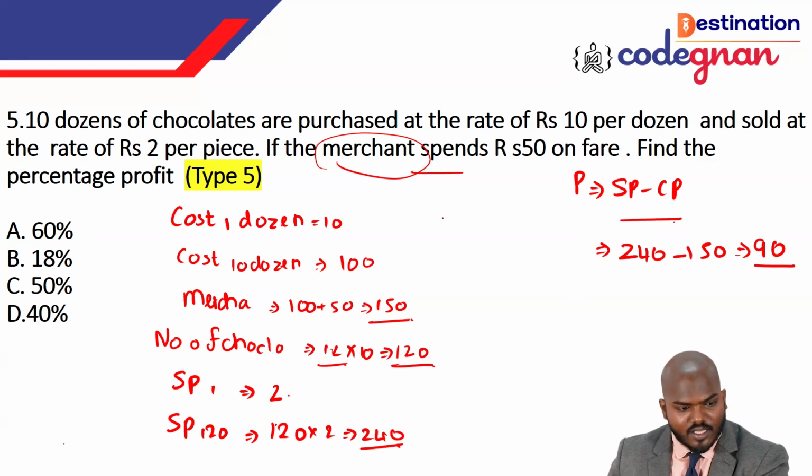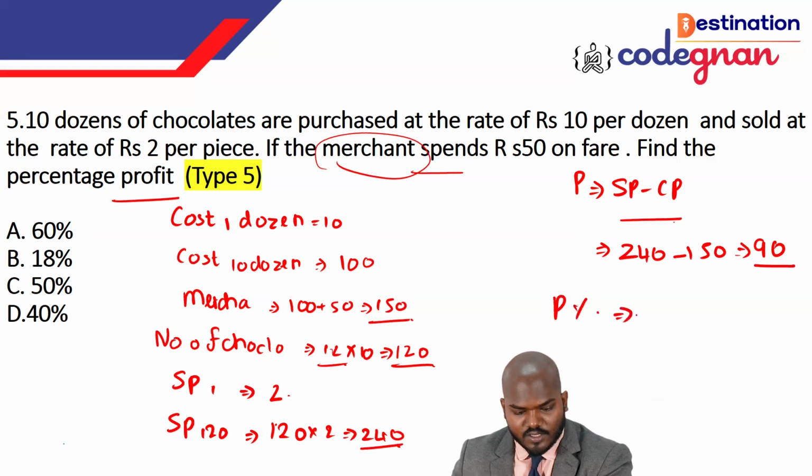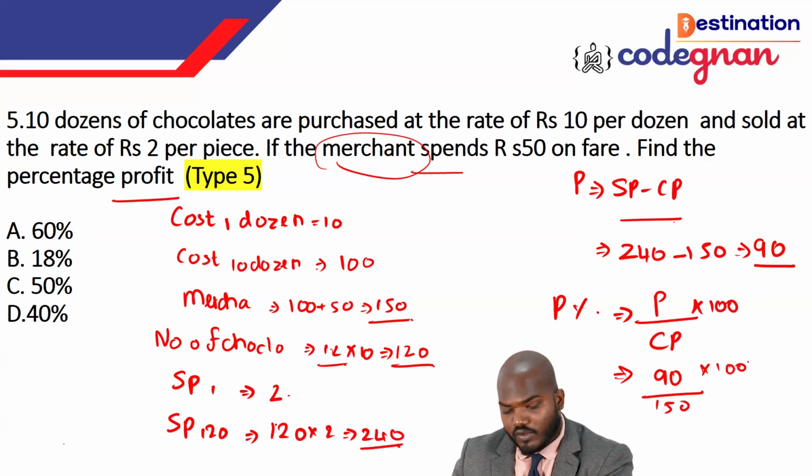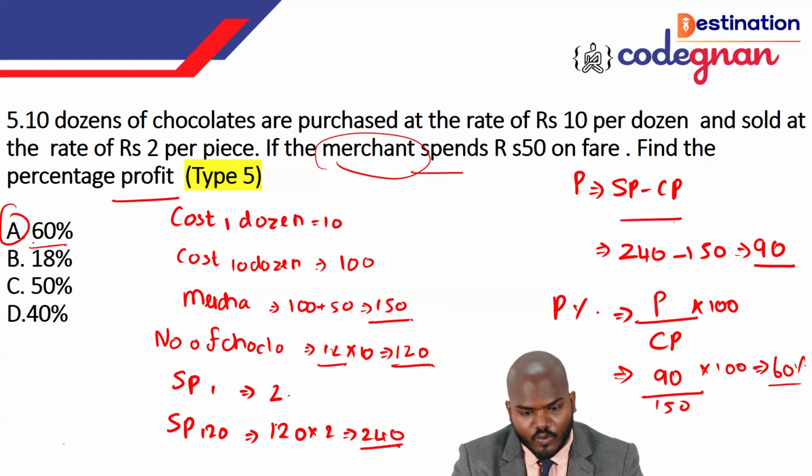Okay, now they are asking for the profit percentage. I hope you remember the very previous formula for the profit percentage. The profit percentage is profit by cost price times 100. So the profit is 90, the cost price is 150, times 100. If you cancel it, you will get the value 60 percent profit that person has acquired. So option A is the correct answer in the question. You must pick the correct answer here.